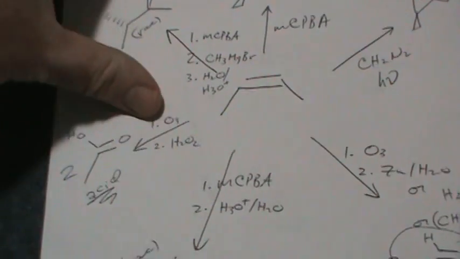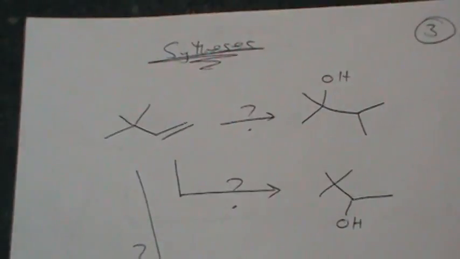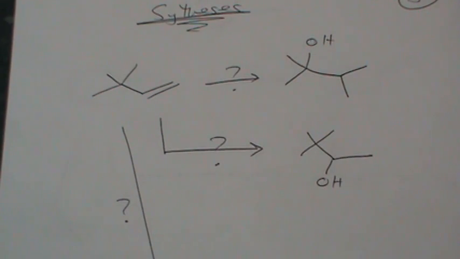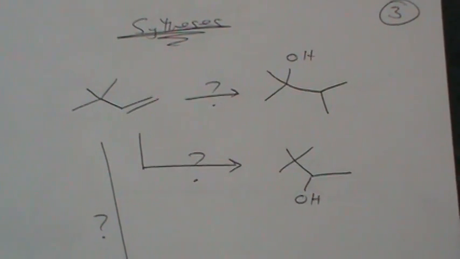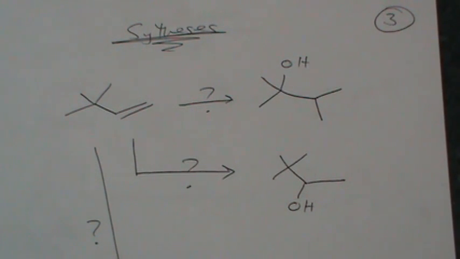So that's quite a few more predict the product problems. Very good. Let's look at a couple synthesis problems. These synthesis problems I've taken from the book. They're scattered about the 5th edition of the book.